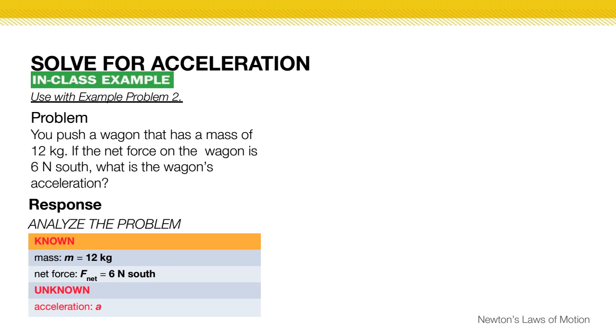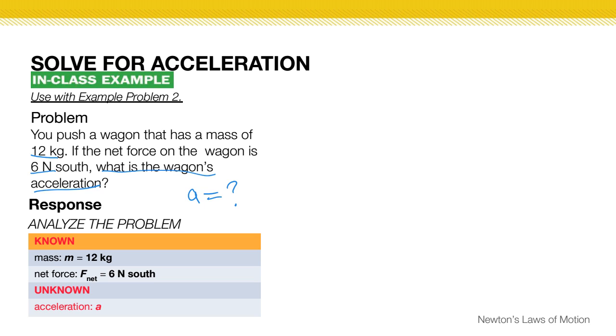So here's a problem for us. You push a wagon that has a mass of 12 kilograms. If the net force of the wagon is 6 newtons, remember I said that unit for force is newtons, what is the wagon's acceleration? So we're looking for what is the acceleration. Remember, whenever you get these word problems in math or science, always remind yourself, what is the question asking you? I underline it so I know, okay, that's what I need. That's what I'm looking for. That's when I know I have my answer.